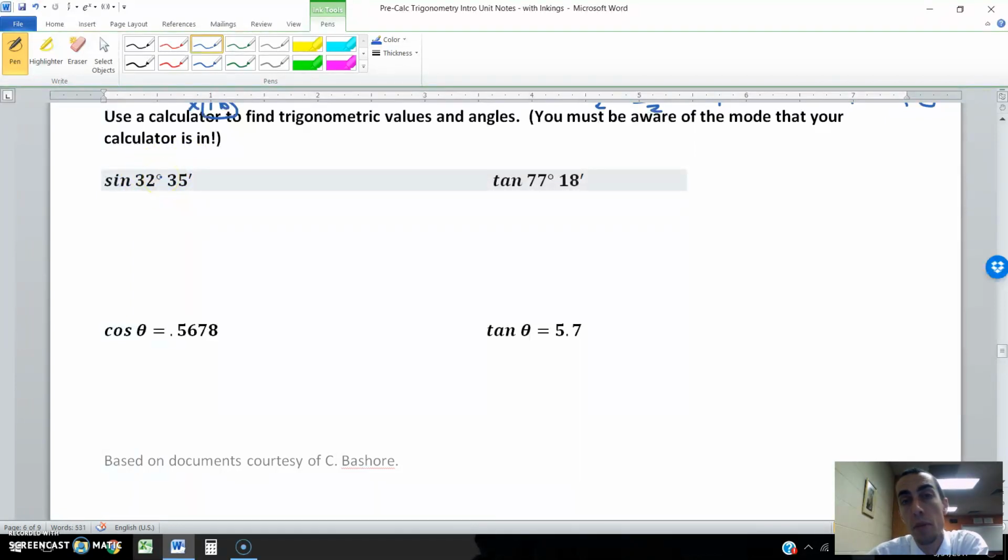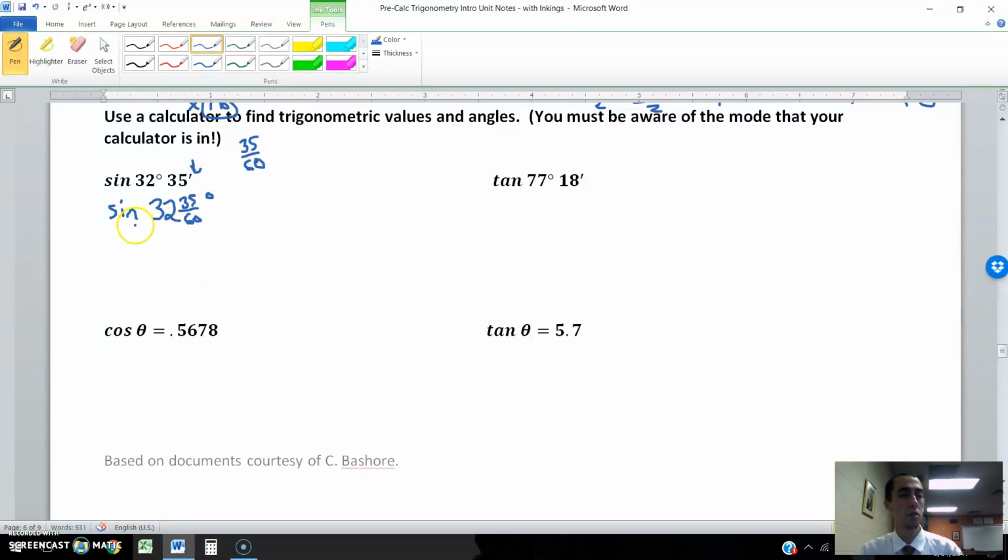The second thing that we need to do is change this angle. Not really change the angle, but change the way that it's represented. So right now the angle says 32 degrees, 35 minutes. Now remember from a previous lesson that a minute, this little symbol here, represents 1/60th of a degree. And so 35 minutes would represent 35 60ths of a degree. So let's think about this angle as the sine of 32 and 35 60ths degrees.